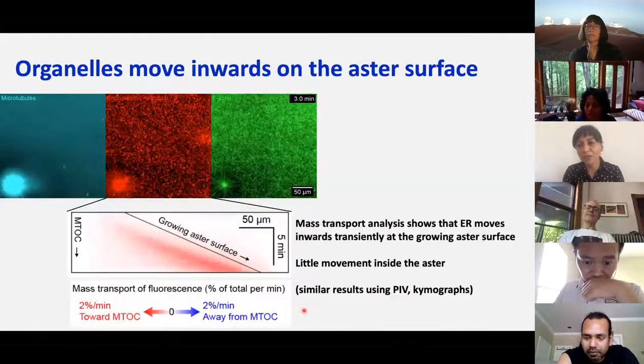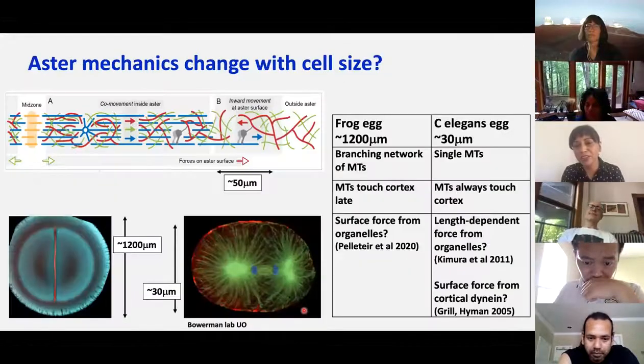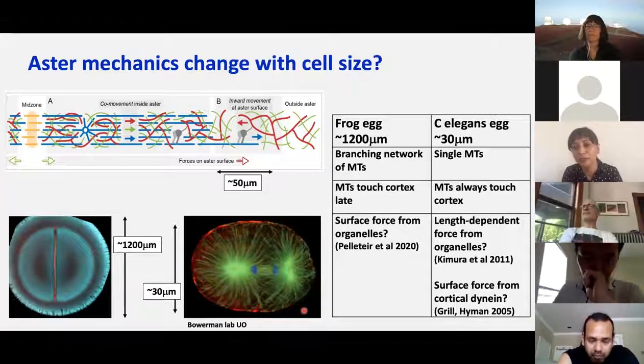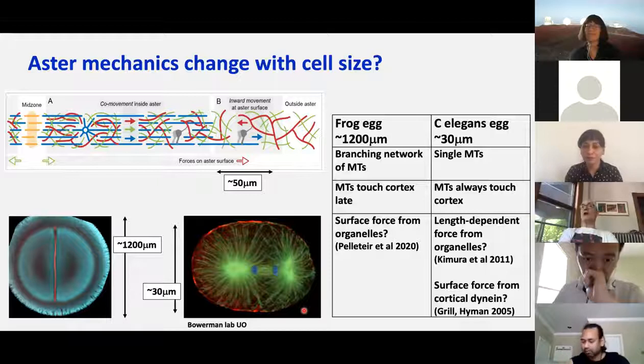Okay, the next question is from Meredith Betterton, and she asks, do you think there are any direct molecular links between the microtubule and the actin networks that hold them together, or do you think they move together primarily because they are entangled? Yeah, it's a really good question, and honestly, we don't know.